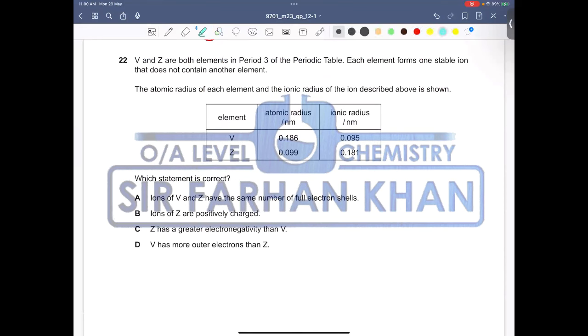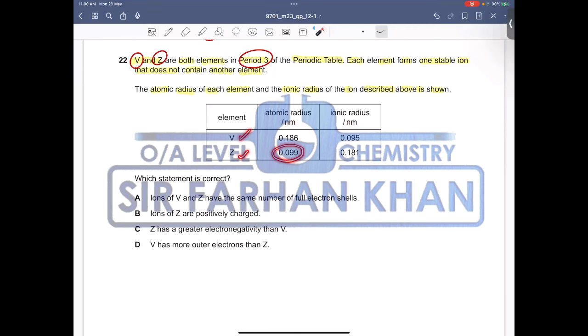Question 22. V and Z are both elements in period 3 in the periodic table. That's very, very important: V and Z both are found in period 3 of the periodic table, which means both the elements are in the same period. Each element forms one stable ion that does not contain another element. The atomic radius of each element and the ionic radius of the ion described above is shown. So these are the atomic radii, these are the ionic radii. When we move from V to Z, atomic radius decreases. It is a period trend, and obviously across the period, atomic radius decreases.